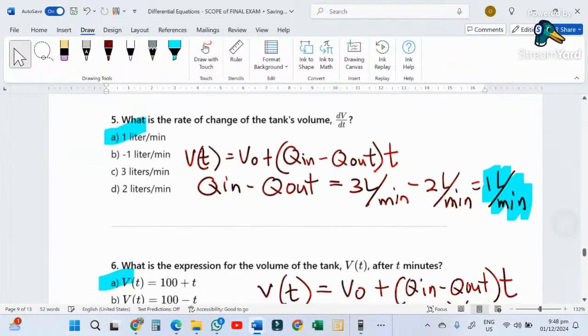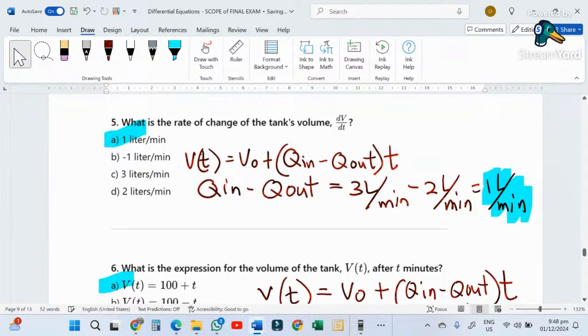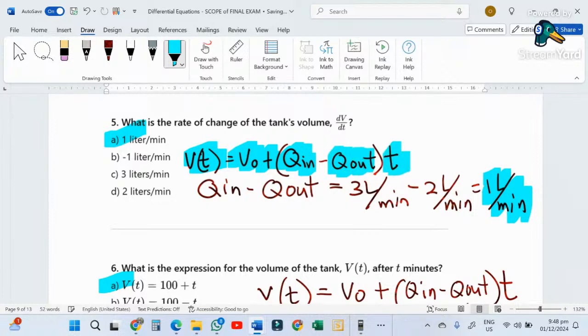Okay, now we move to number 5. What is the rate of change of the tank volume? Rate of change of the tank's volume, dV over dt, the change of V. The formula we're going to use in any mixture problem is V of t equal to the initial plus the charge in and discharge out times t. Discharge means going out already. You can say inflow as well. So this will be your inflow and this will be your outflow.